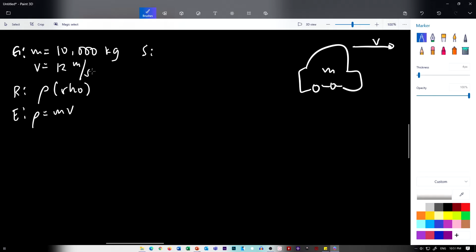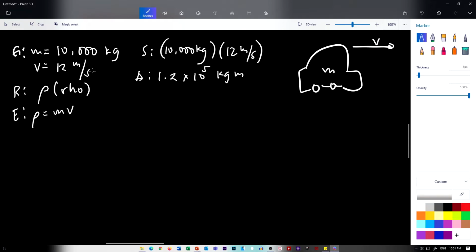For our solution, this is really easy. You can just write 10,000 kilograms multiplied by 12 meters per second. Then let's rewrite the answer in SI. We're going to have 1.2 times 10 raised to 5, since this is 120,000 and that would be 5 decimal places. Our unit is kilogram meter per second. That's our momentum. Just box it and that's it.